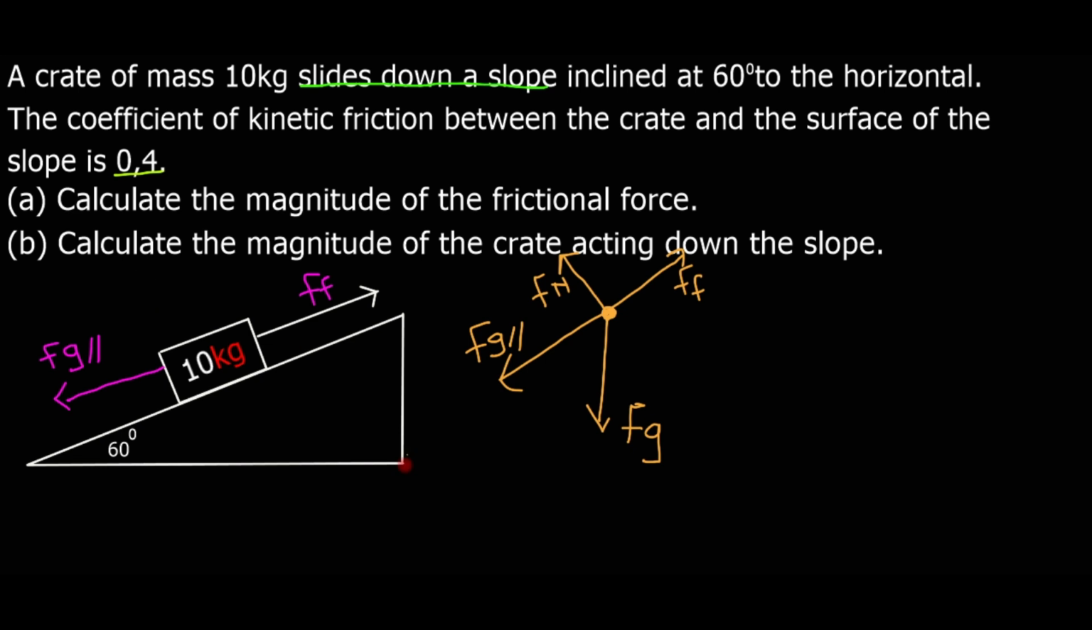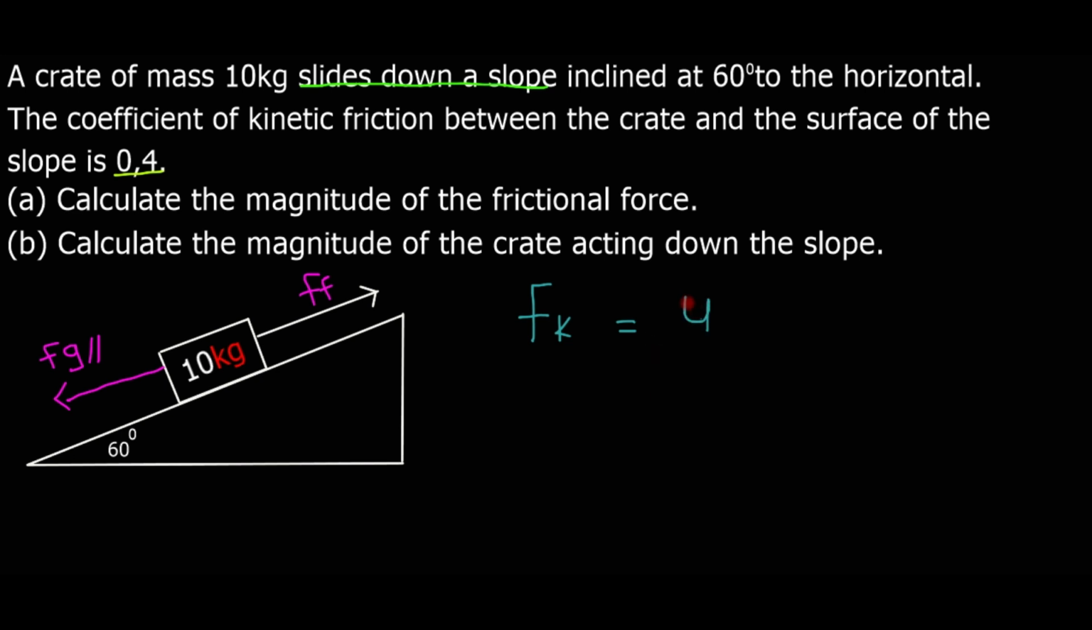This question, part A: calculate the magnitude of the frictional force. This is our formula to calculate the frictional force, from the previous video. It is the coefficient of friction times the normal force. The coefficient of friction is 0.4, but the normal force is unknown.